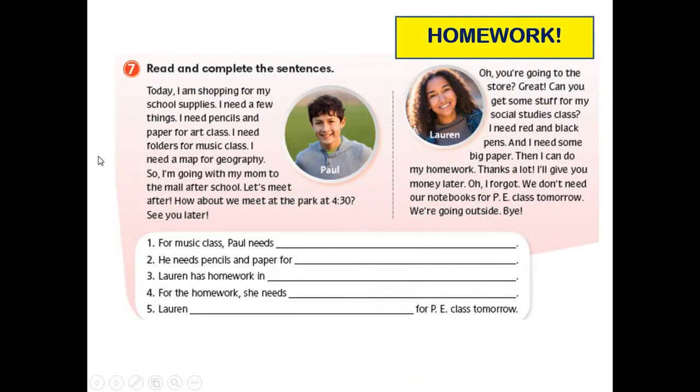All right, exercise number 7 is your homework. All you need to do is read the paragraph here. I think this is not a paragraph. This is the conversation between Paul and Lauren. What you're going to do is fill in the blanks with the correct things that they need for each class. If you don't know how to do that, let's answer number 1 first. But before that, let's read what Paul said.